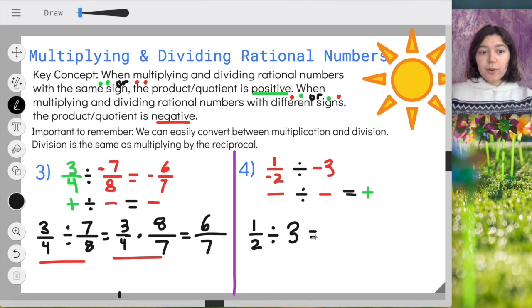Okay, so for converting this now into multiplication by using the fact that division is the same as multiplying by the reciprocal, that's what we're going to do here. Again, this is keep, change, flip. So I'm keeping 1/2. And now I need to change division into multiplication by the reciprocal of the number. So I'm changing this division into multiplication. And then I need to figure out what is the reciprocal of 3.